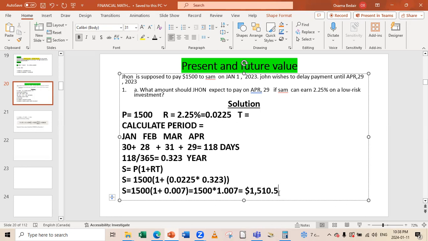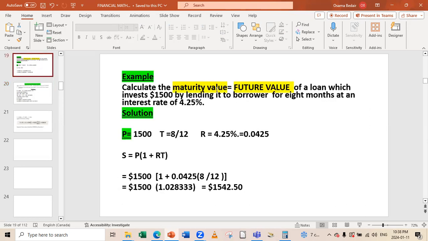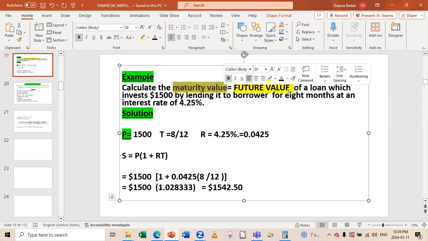That is what we call the future value. The future value or the sum. We said before, we call it the sum, the future value, or the sum of the amount.